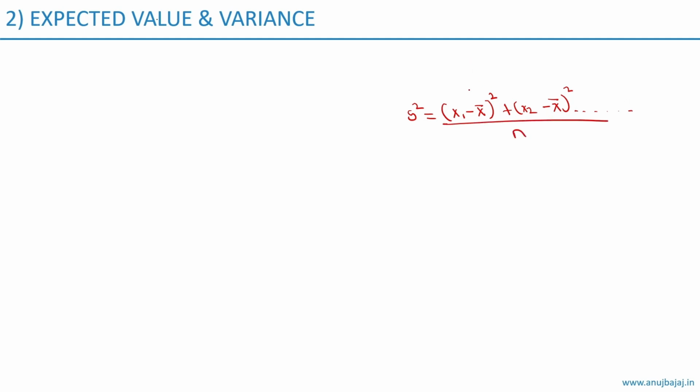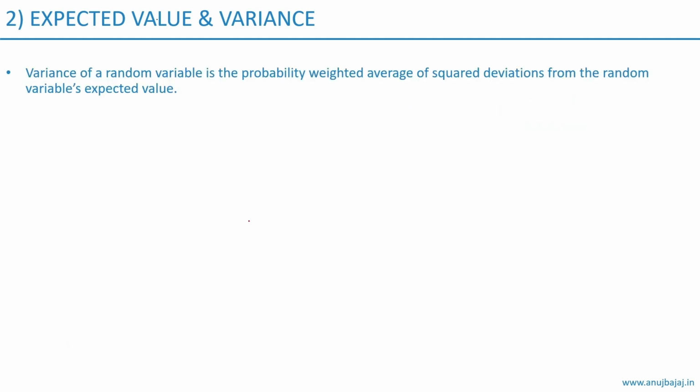So again here, when we divide the sum of the squared deviations by the number of observations, we are implicitly assuming that there is equal probability of each deviation occurring. But we know that the probabilities may not be equal. So the probability of each squared deviation occurring depends on the probability of these outcomes occurring. So the variance of a random variable is the weighted average of the squared deviations from the random variable's expected value, the weights being the probability of each outcome.